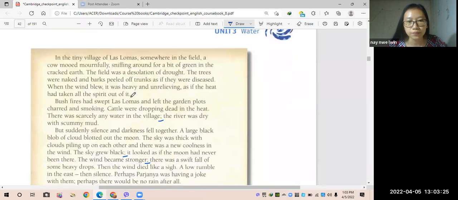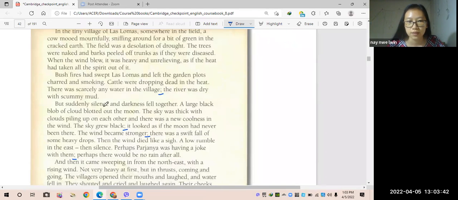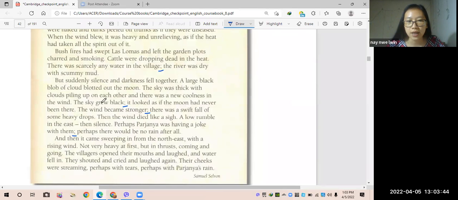So here too: "There was scarcely any water in the village; the river was dry and scummy mud." There is also an explanation again, and it shows the connection between the two sentences. And here too, the sky grew black, and there is an explanation or a connection between the two sentences. "It looks as if the moon has never been there." It is explaining this situation again. So there is a connection between the two sentences, right?